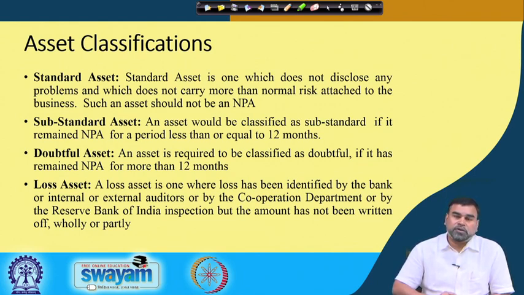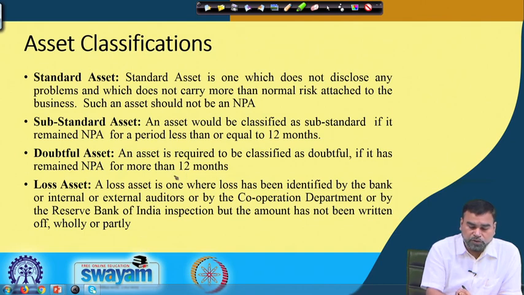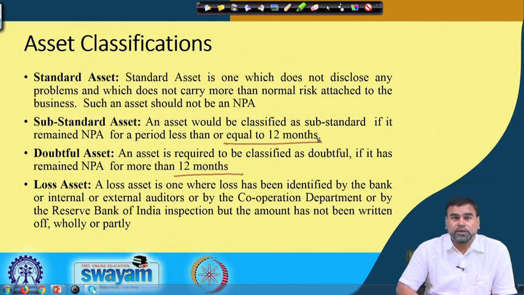But the doubtful asset is basically that asset which is required to be classified as doubtful if it has remained NPA for more than 12 months. If it is defined as an NPA for more than 12 months, we call it the doubtful asset. So, remember, up to 1 year it is considered as the substandard asset, more than 12 months it is considered as the doubtful asset.